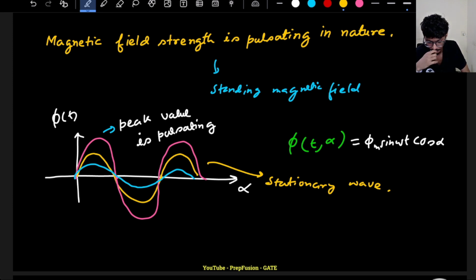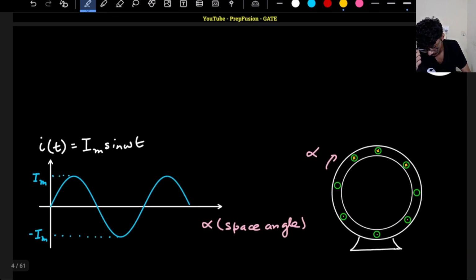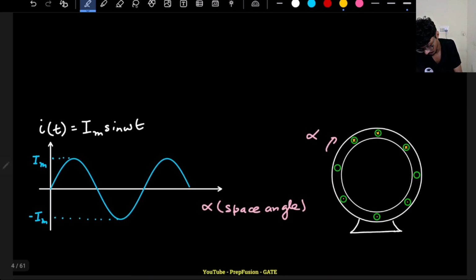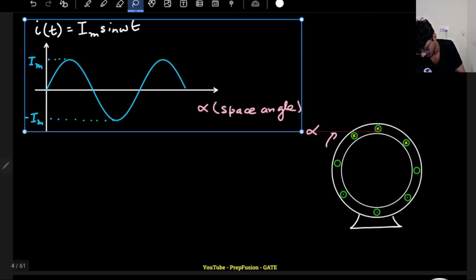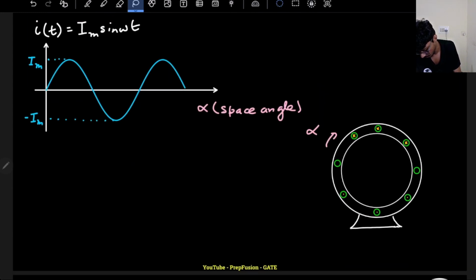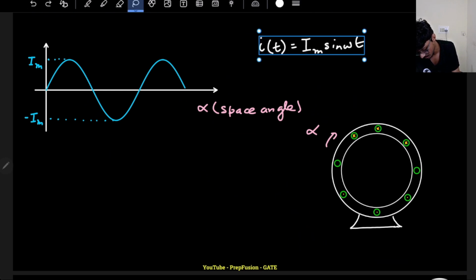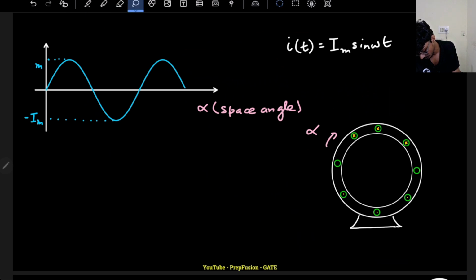Why does a stationary wave not have a starting torque? So what we can do is like this. We have already done this, so I will not explain here. Alpha is rotating. If I is Im sin omega t, then your flux will be pulsating in nature. This will keep on changing.